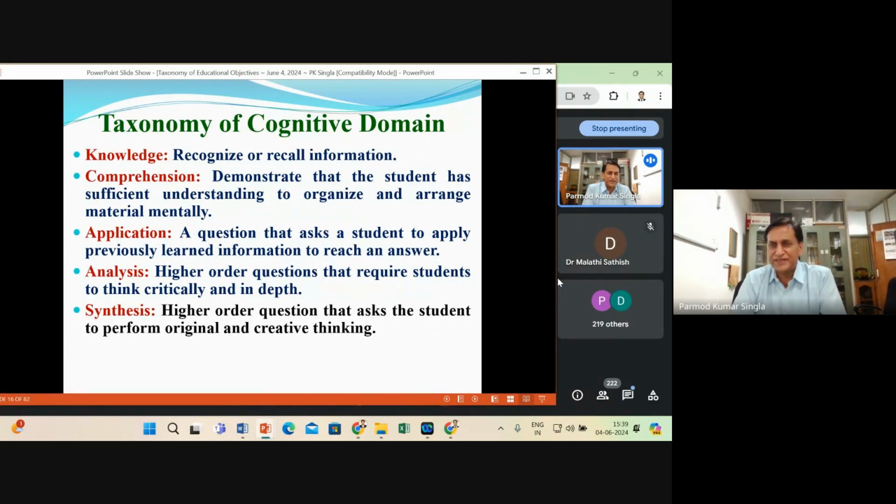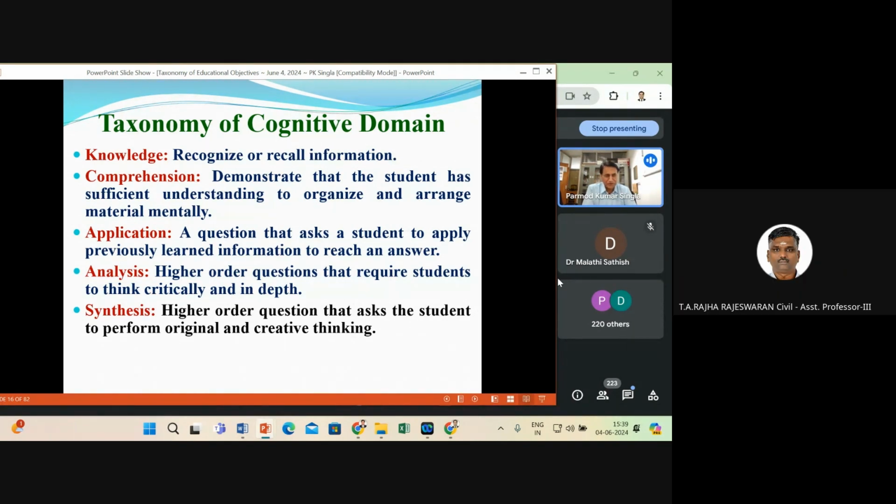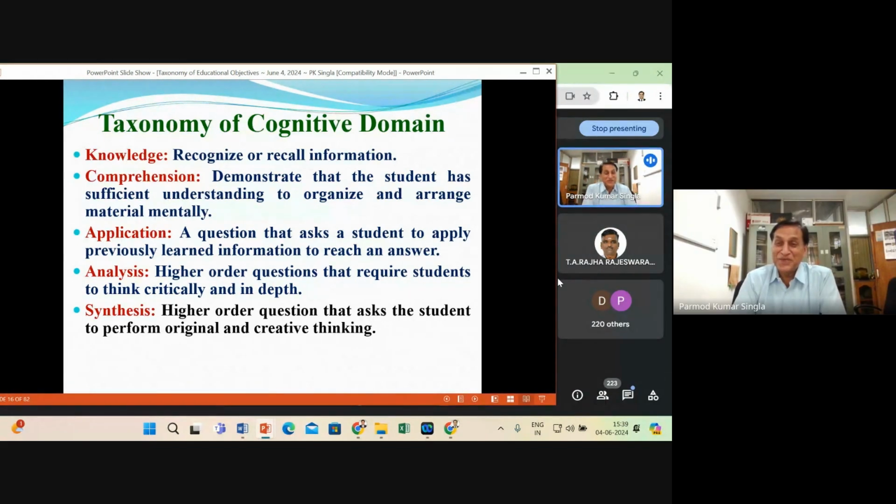Any one of you is a civil engineer here in the group who is attending the program? Assistant professor, construction. Okay.